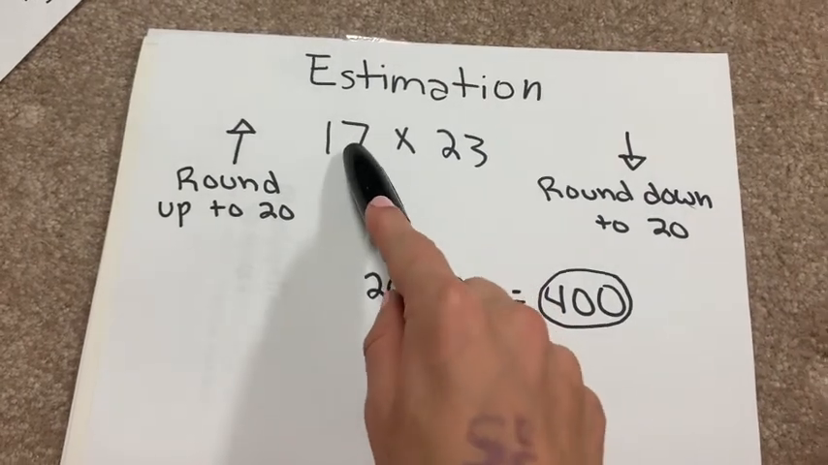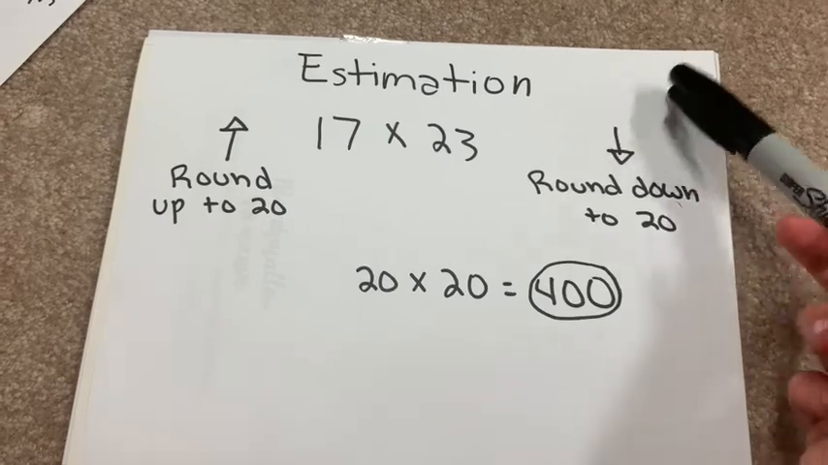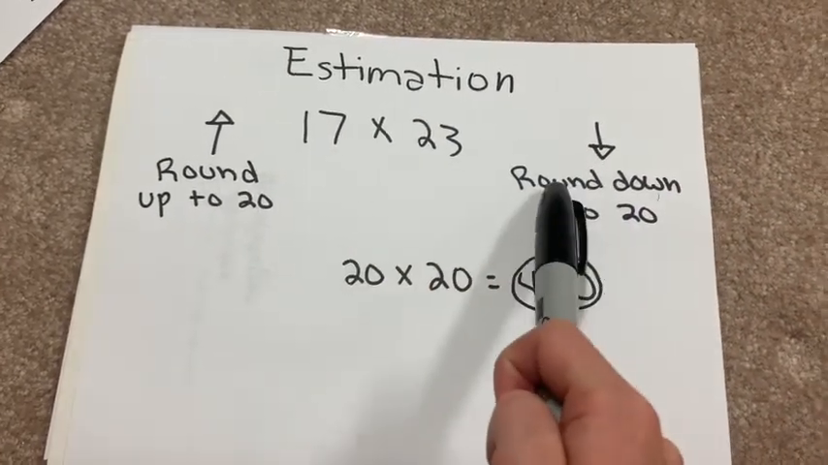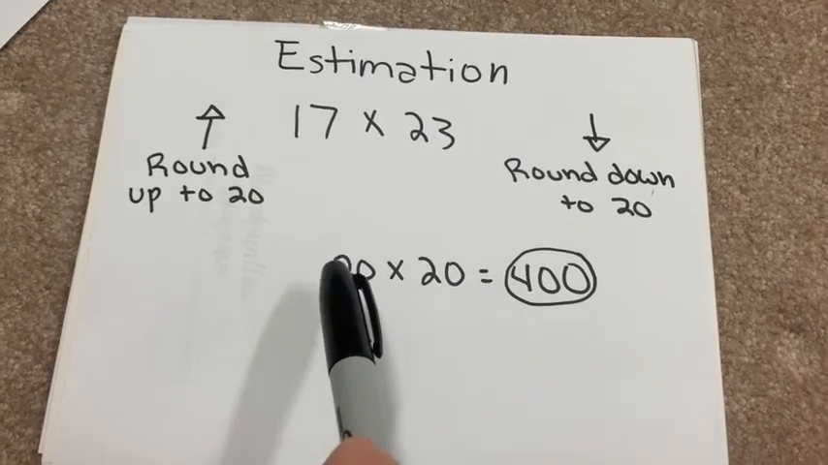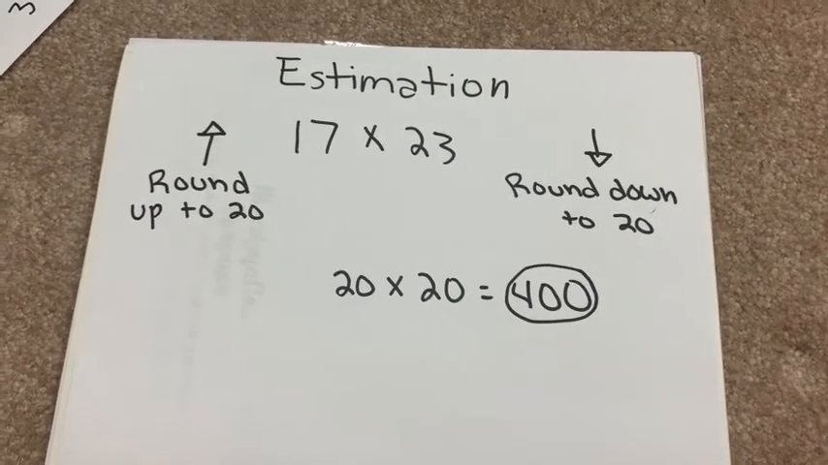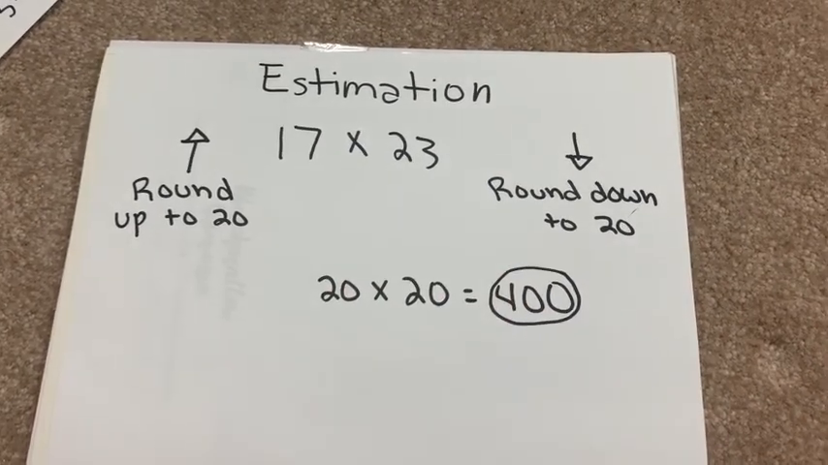My equation is 17 multiplied by 23, and I want to estimate what I think the answer will be. So I use the rounding method. I rounded up to 20 and down to 20 to get two familiar numbers. 20 multiplied by 20 is 400. So that should give me an answer that is close to what 17 multiplied by 23 would be.